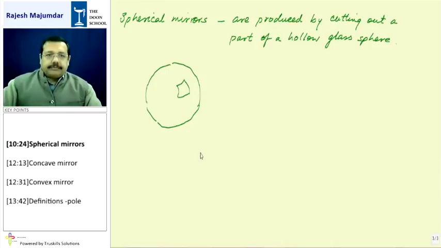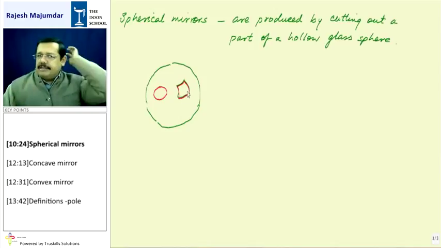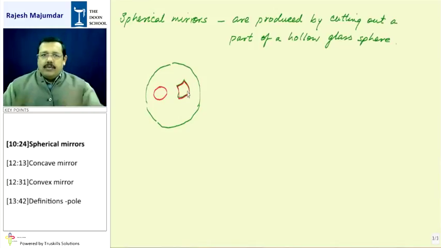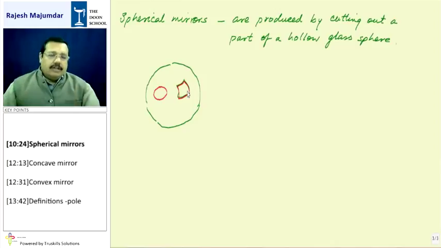It can be a circular patch also. It can be a rectangular patch also. That doesn't matter. The outer shape doesn't matter. What matters is whether it has been cut out from a big hollow glass sphere or not. Any part which is taken out from such glass spheres will form a spherical mirror. They are of two types.